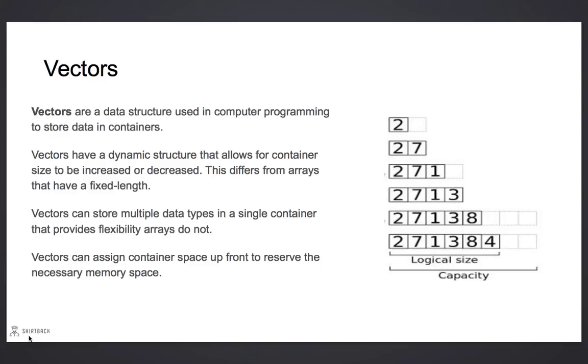Vectors are a data structure used in programming to store data in containers. Vectors have a dynamic structure that allows for the container size to increase or decrease. This differs from arrays that have a fixed length. Vectors can store multiple data types in a single container. This is another feature that arrays do not have. Vectors can assign container space up front to reserve the necessary memory for each element.